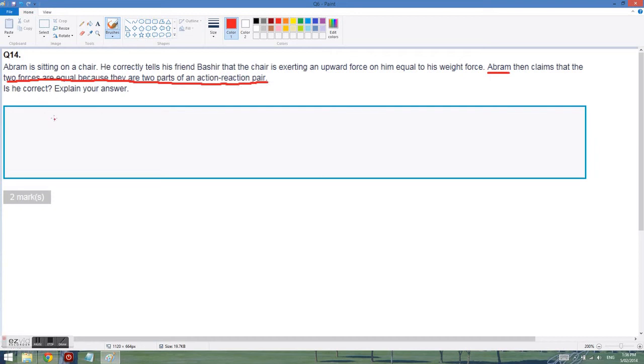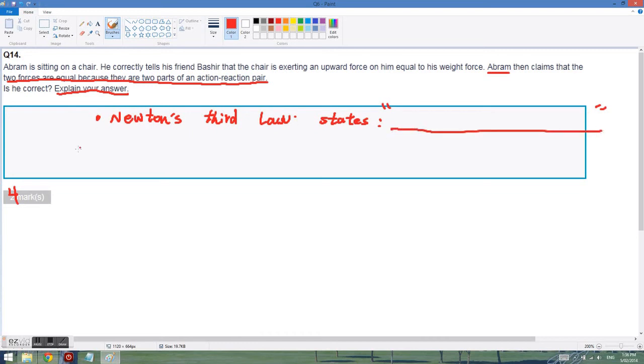It's an explanation question. In the exam, this explanation question perhaps takes 4 marks. Because it mentioned an action and reaction pair, that's Newton's third law. So, to get 1 mark, write down Newton's third law. Newton's third law states, and copy the whole definition down from your cheat sheet.